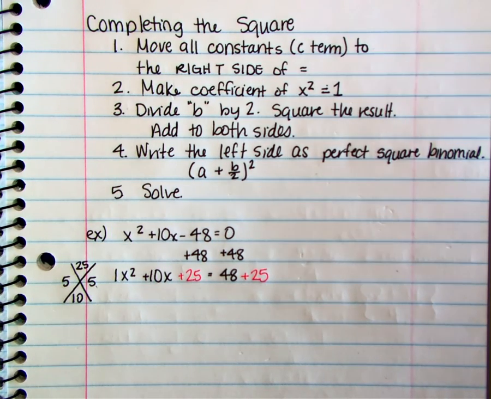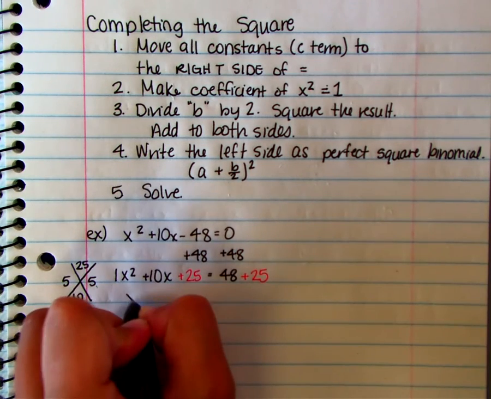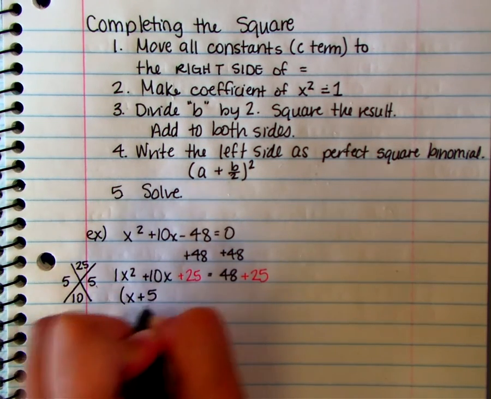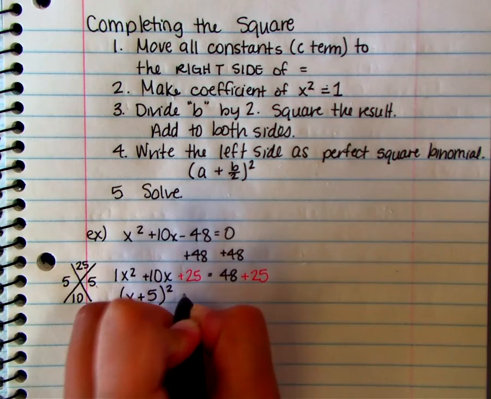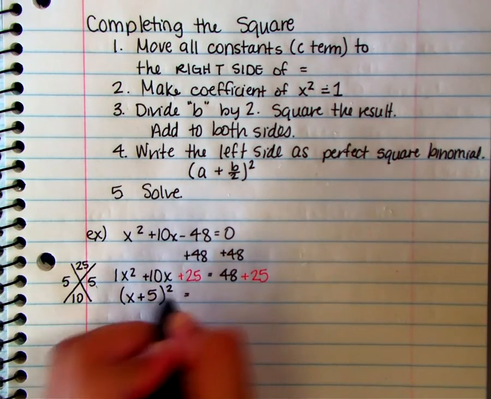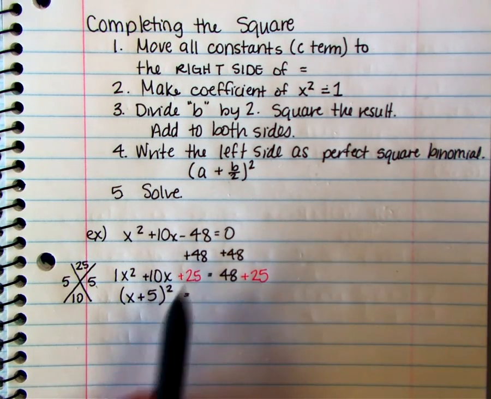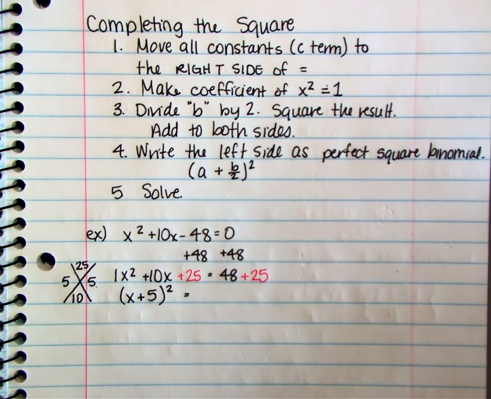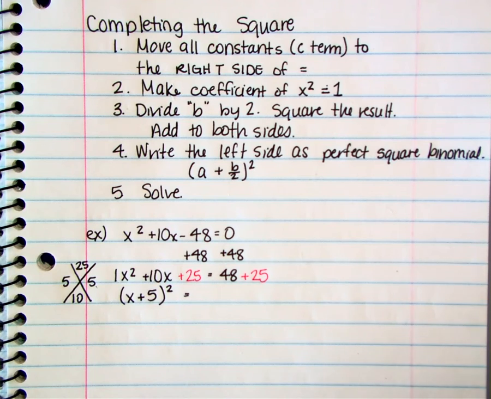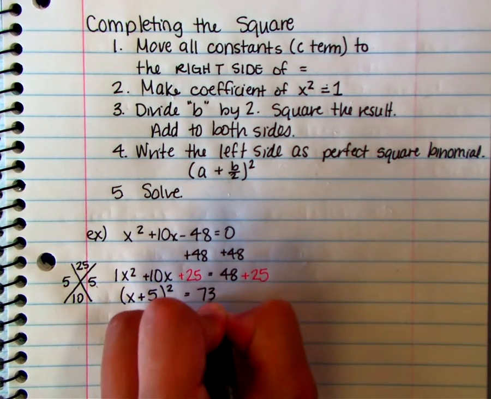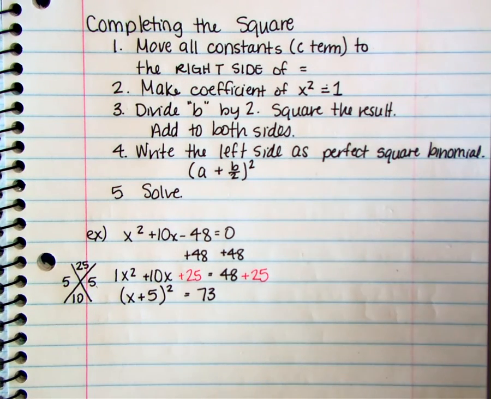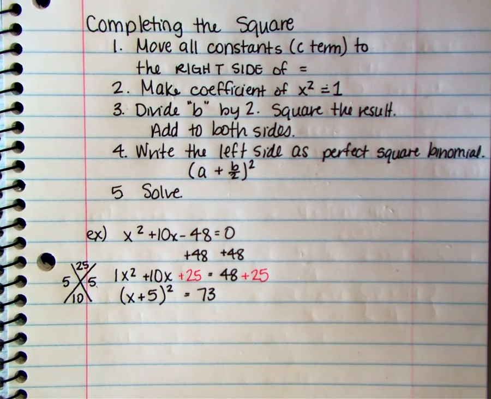Once you've done that, you're going to write the left side as a perfect square binomial. So we're going to have x plus 5 squared. And if you FOIL that out, you should get x squared plus 10x plus 25. And you'll have 48 plus 25 on the other side. You can go ahead and simplify that; you don't really need to keep writing it out. And after that, all you have to do is solve.